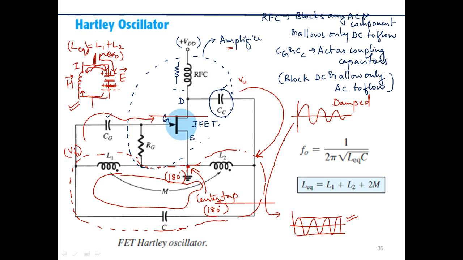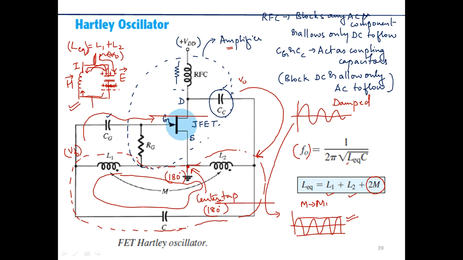Okay, so what about the frequency of oscillations? The frequency of oscillations can be given as 1 upon 2 pi square root of LC. Now what is L? L is the equivalent inductance given by this particular expression, L1, L2 and 2M. So this 2M, M stands for mutual inductance.